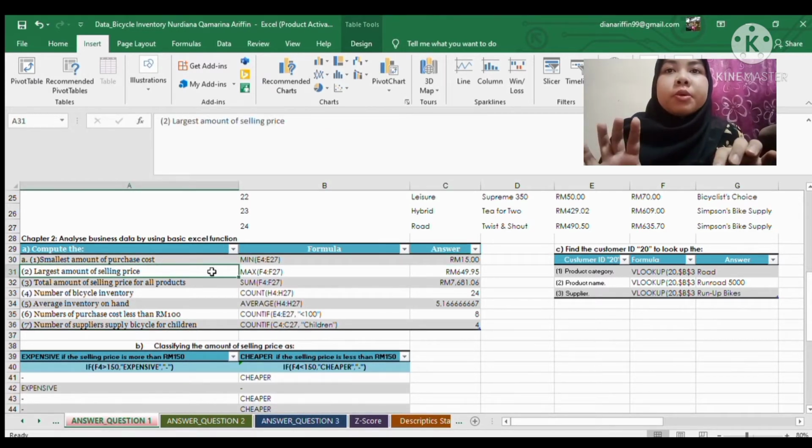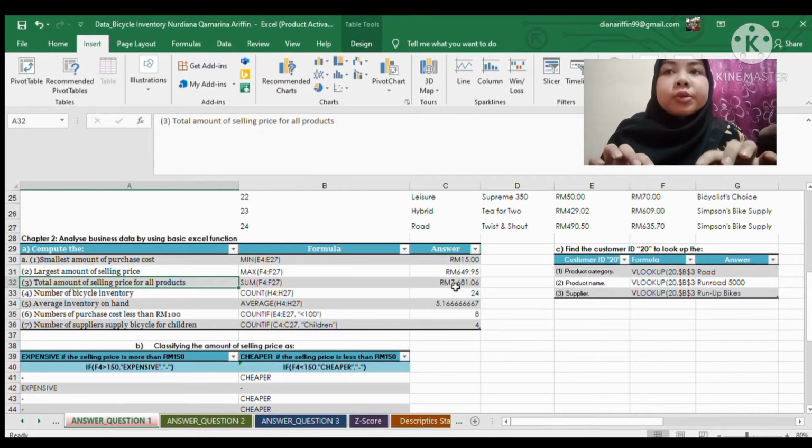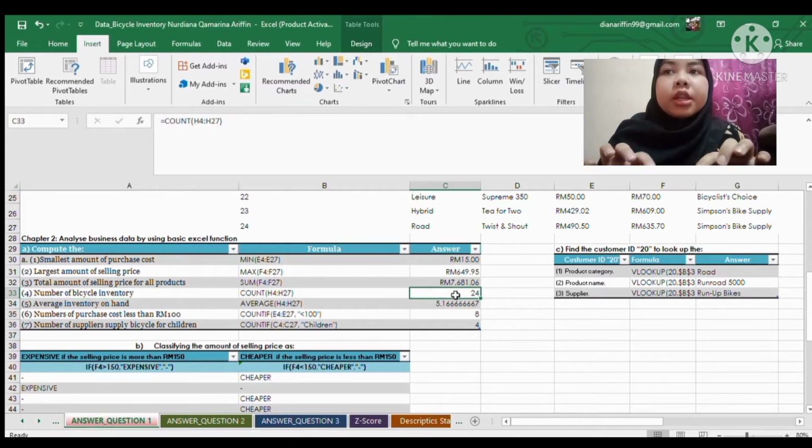Next is largest amount of selling price. I use maximum function then data range for selling price. Total amount of selling price for all product. I use sum and then data range for selling price. Fourth, number of bicycle inventory. I use count then data range for inventory on hand.